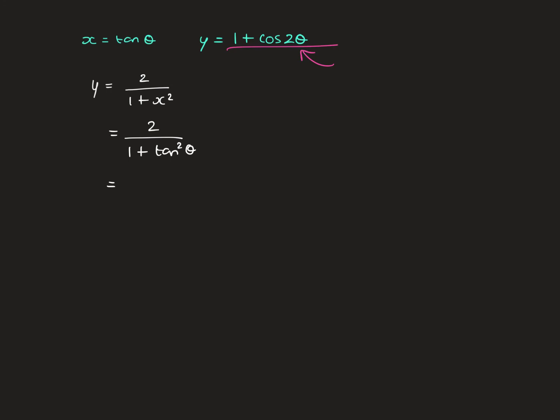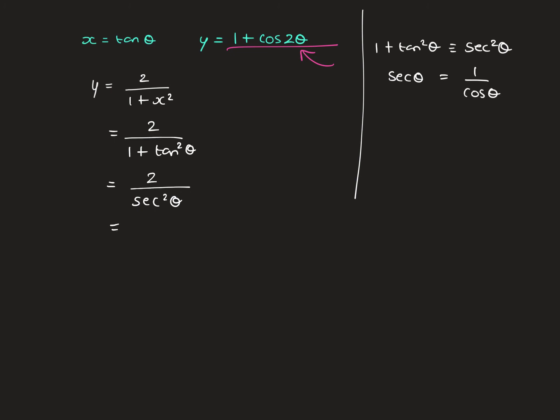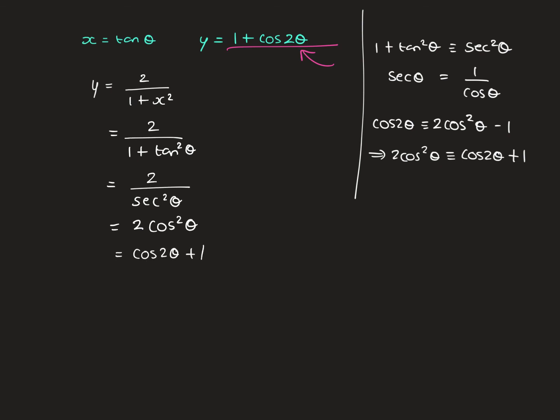So the denominator is currently 1 plus tan squared theta, but we should know that that is equivalent to sec squared theta. Knowing our trigonometric identities, we know that 1 plus tan squared theta is equivalent to sec squared theta. And we know that sec theta is 1 over cos theta, which means that this is the same as 2 cos squared theta. Now, we know that there are identities that link cos 2 theta and cos squared theta, and in particular cos 2 theta is 2 cos squared theta minus 1, which tells us that 2 cos squared theta is the same as cos 2 theta plus 1. So that's why. So that then shows our result.